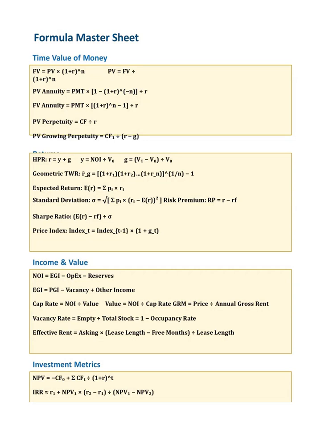This page is the formula master sheet. Time value of money block. Future value of annuity, present value of annuity, perpetuity, growing perpetuity. Then income and value: NOI, EGI, cap rate, vacancy rate, effective rent. Then investment metrics: NPV, IRR, holding period return, geometric time-weighted return, expected return, standard deviation, Sharpe ratio, and the price index. This single page is your reference card for any deal.